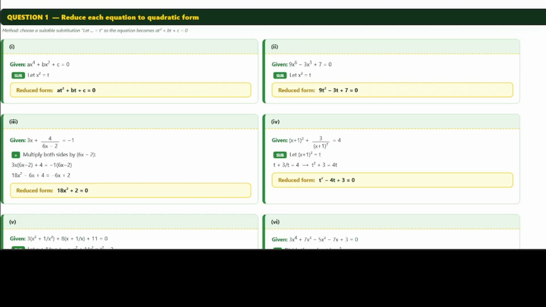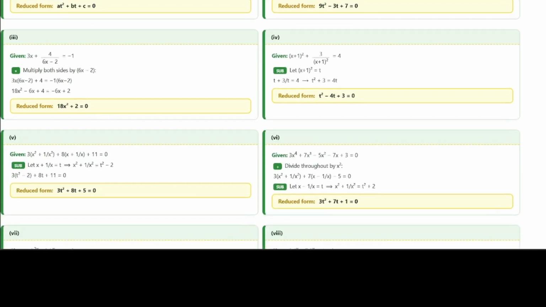The second part states that 9x power 6 minus 3x power 3 plus 7 is equal to 0. So we can write x power 6 as x power 3 whole power 2. X power 3 can be supposed as t. So our reduced form is 9t square minus 3t plus 7 is equal to 0.